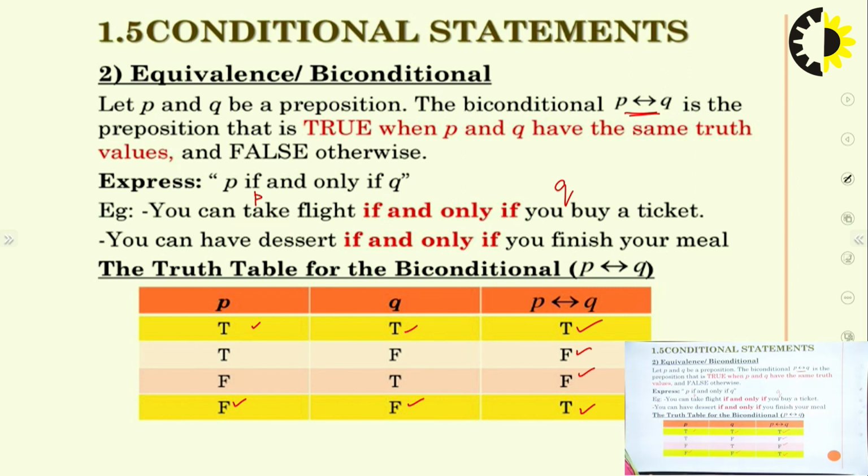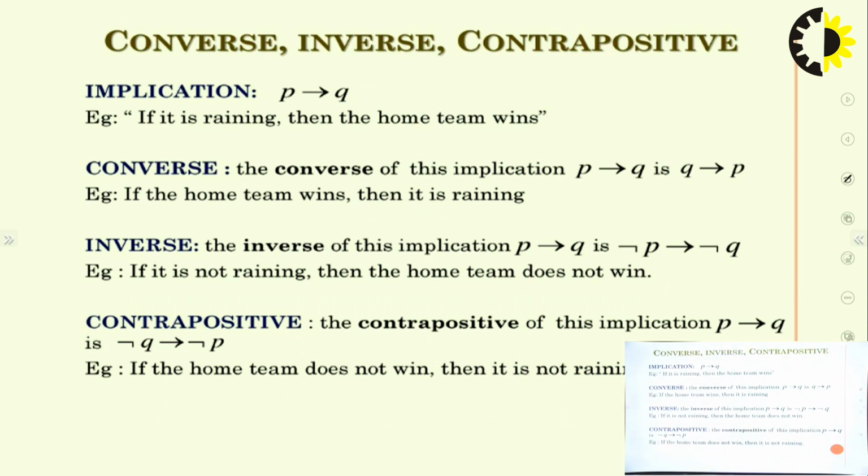biconditional statement will work. Now we have the converse, inverse and contrapositive for implications, that is P implies Q. So let's see what is converse, inverse and contrapositive. My implication says that if P then Q. The example is if it is raining then the home team wins. This is my P and this is my Q. The converse for P implies Q will be Q implies P. So we'll just reverse the direction. It means that if the home team wins, then it is raining.